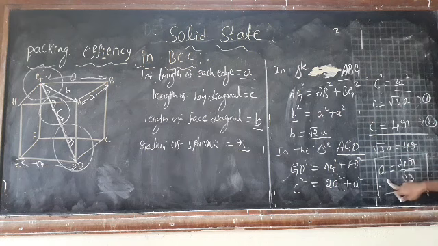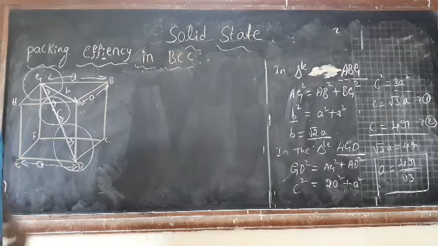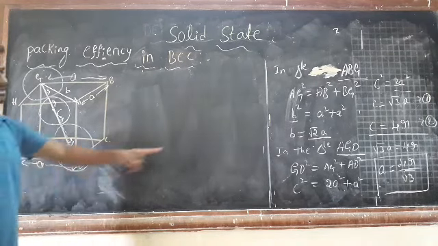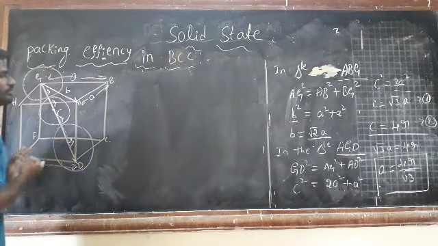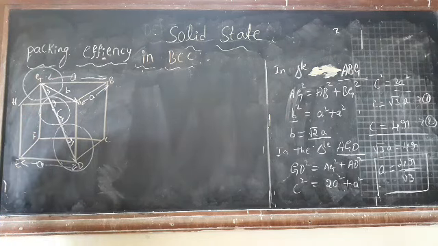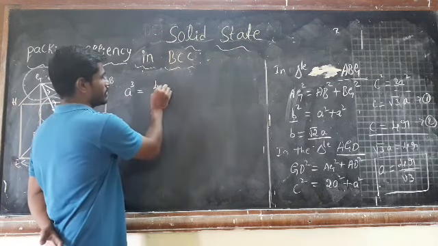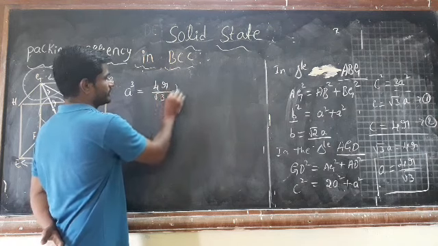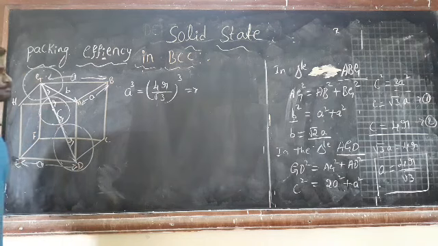By using this edge length, we have to calculate the volume of the unit cell. We have calculated the edge length. What is the edge length? The value of the edge length is 4R divided by square root of 3. When we calculate the packing efficiency, we want the volume of the unit cell. The volume of the unit cell is A cube, that is 4R divided by square root of 3 whole cube. So this gives the volume of the BCC unit cell.